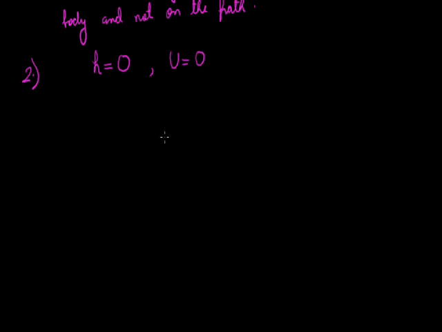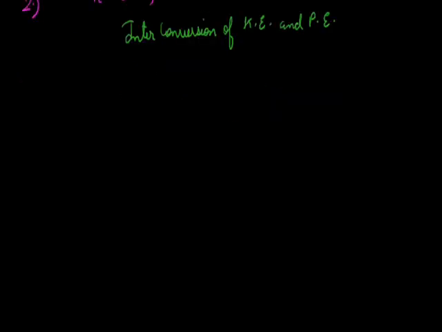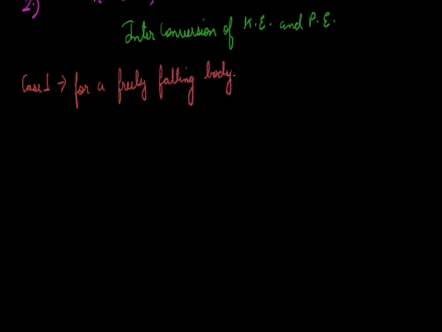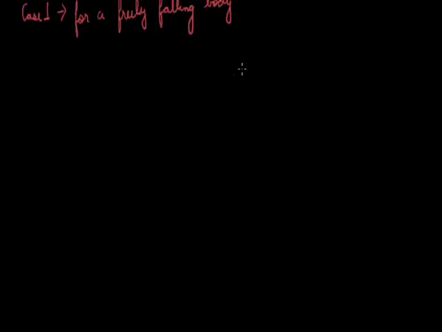As we know that energy is converted from one form to another. So now we will discuss the interconversion of potential energy and kinetic energy. In this topic, let us consider first case 1, which is for a freely falling body. If any body is falling freely, then it must be at some height. So let us consider that height be h.